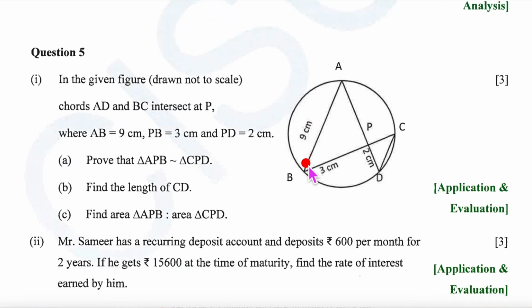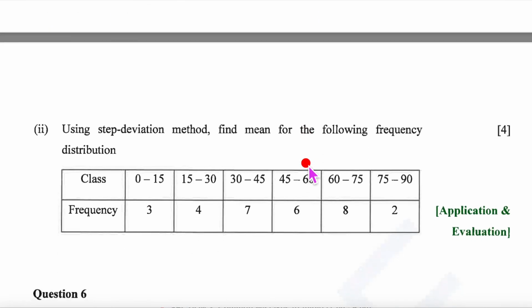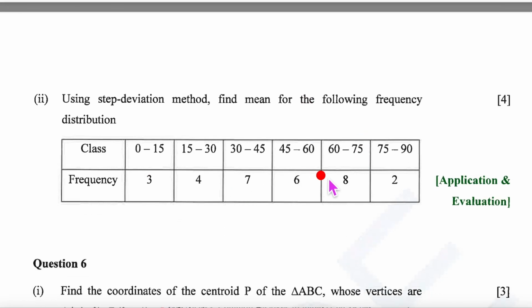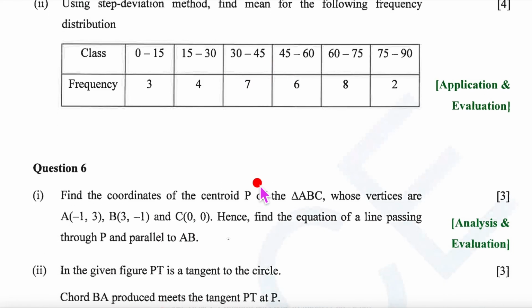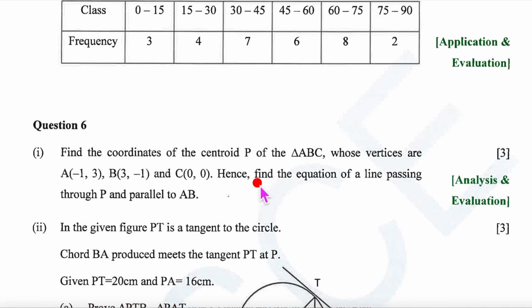Let us go to the next 4-mark question. Where is the 4-mark question? Here. This is step deviation method. Step deviation method becomes by and large the easiest method. If you are not comfortable with it, you can keep that on hold, because you can leave 3 questions out of these 7 questions and attempt only 4 questions.